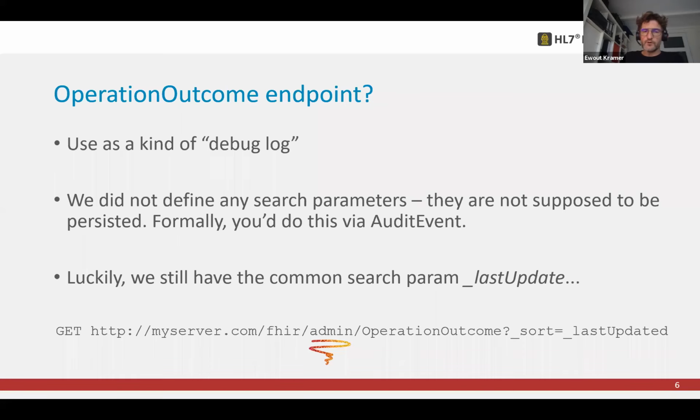Although, because when we wrote the spec, we were so sure that we would never store these things, we didn't define any search parameters on them, which means that the only search parameters that are possible in operation outcome are the ones that are shared across all resources. So you can still sort on last updated, but that's about it. Still, I think keeping operation outcome as an internal way to communicate, store, and a debug log could be pretty useful. The official way, though, to communicate an operation outcome would be using AuditEvent. So that would be the next subject.